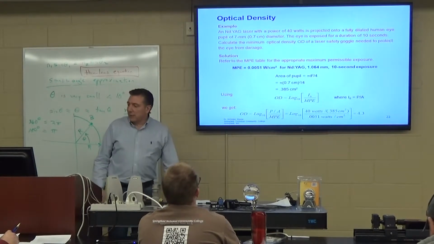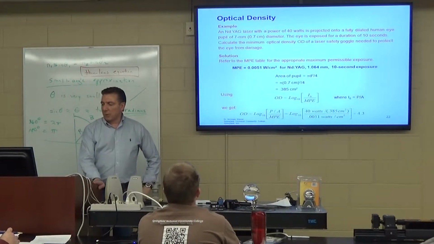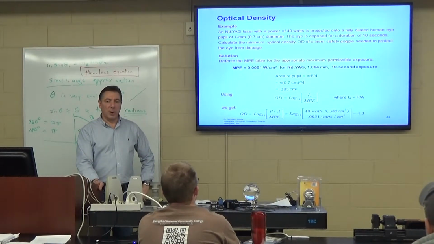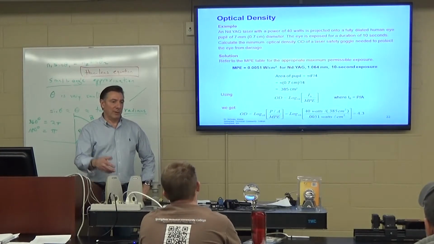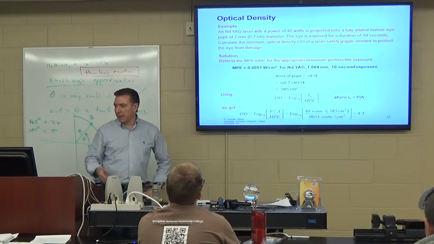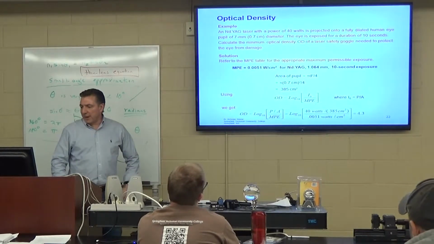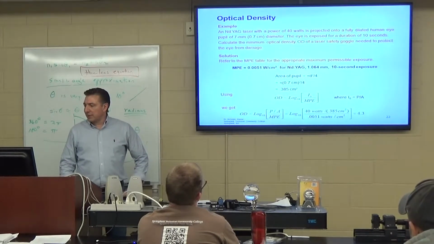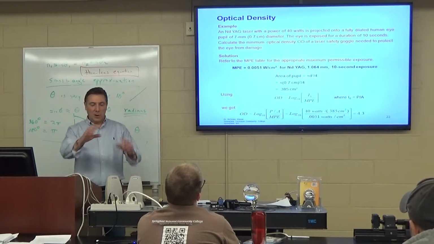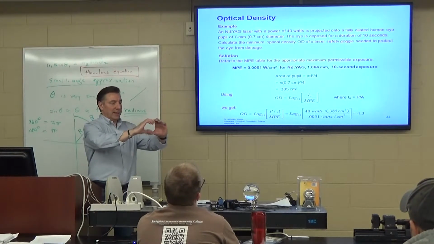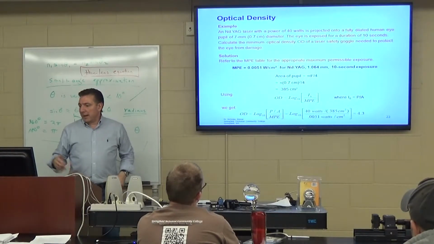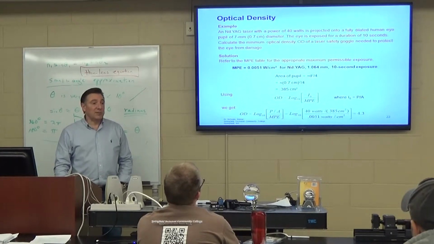Let's say we have a neodymium YAG laser. It's got a power of 40 watts. That's a typical laser that's used for marking and etching metals, like a trophy shop kind of thing. Let's say that is projected onto a fully dilated human eye with a pupil of 7 millimeters, or 0.7 centimeters in diameter. So all of that light ends up being 0.7 centimeters in diameter right on your eye. The eye is exposed for a duration of 10 seconds.